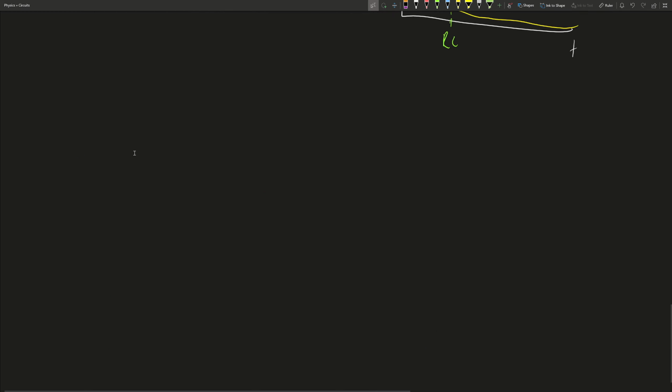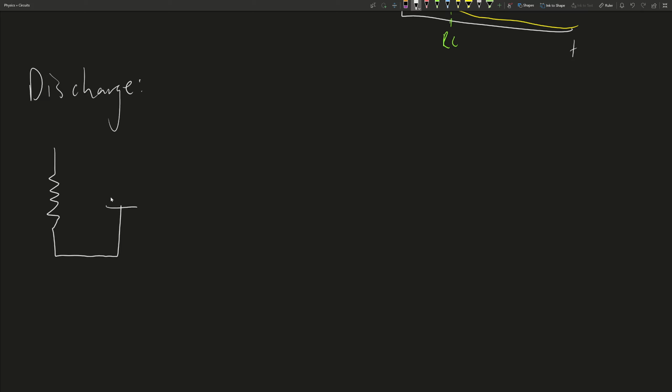Okay, now let's look at the behavior of a discharging capacitor. In a discharging RC circuit, we have just a resistor that's in series with a capacitor, and the capacitor will discharge through this resistor when the current will flow like that.